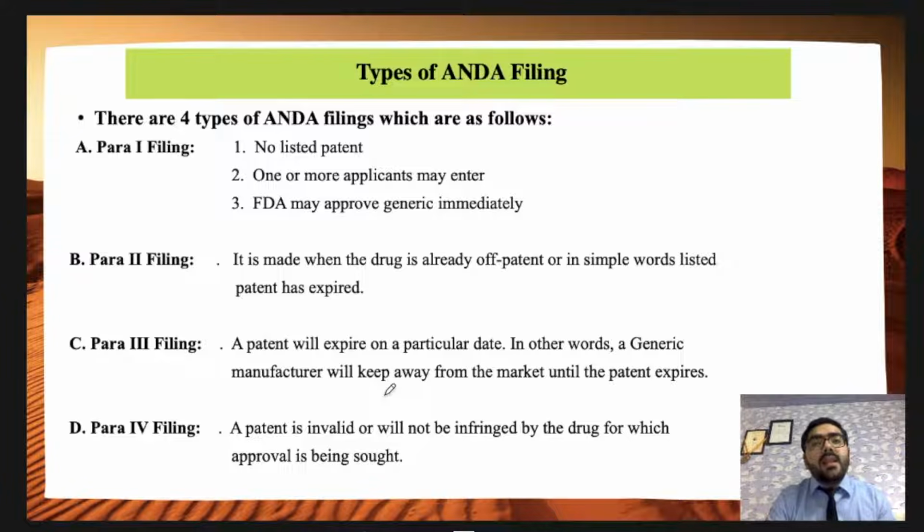Then there is para 4 filing. What is para 4 filing? It is used when a patent is invalid or will not be infringed by the drug for which approval is being sought, so we can file an ANDA.